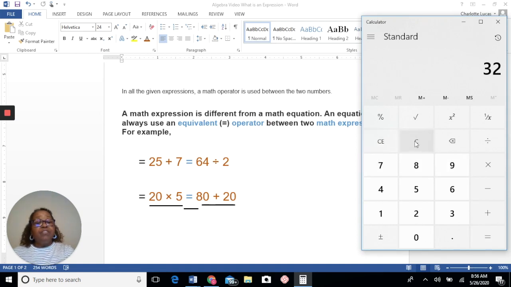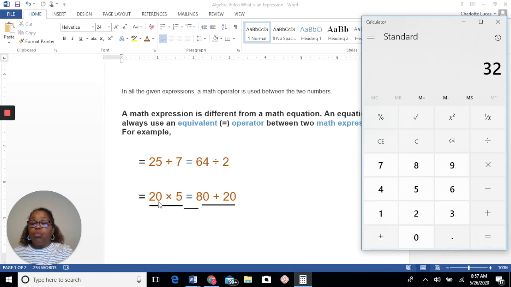Let's see if it is equivalent. We hit our clear button. 64 divided by, the operation is division, so let's find division, 2. What are we going to do now? Hit the equal button. Excellent. 32. So 32 equals 32. The equivalent, the equation is correct.